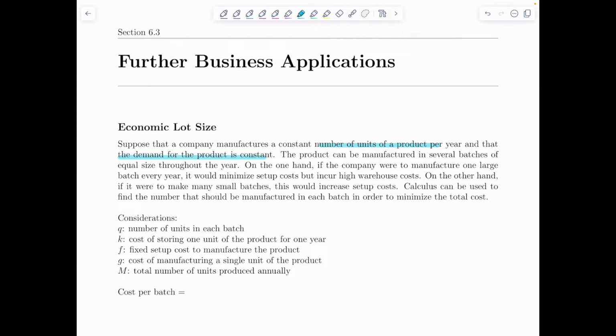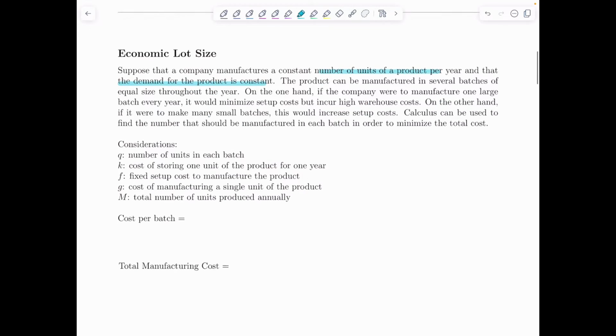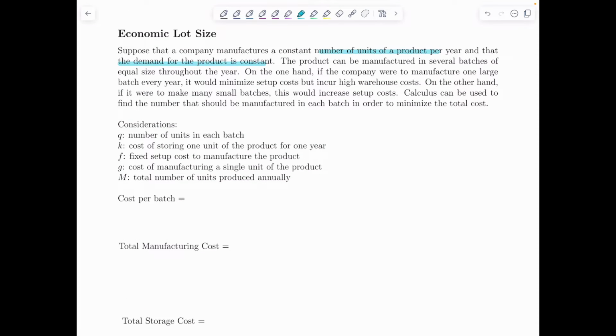Well, thankfully we have calculus, and calculus can be used to find the number that should be manufactured in each batch in order to minimize total costs. Because from a company's perspective, you always want to minimize costs. That way you can maximize your profit. So here are the considerations. Q represents the number of units in each batch. K is the cost of storing 1 unit of the product for 1 year. F is the fixed setup cost to manufacture the product. G is the cost of manufacturing a single unit of the product. And capital M is the total number of units produced annually.